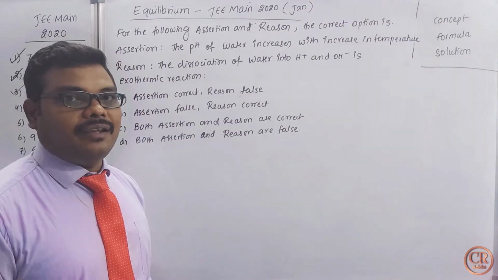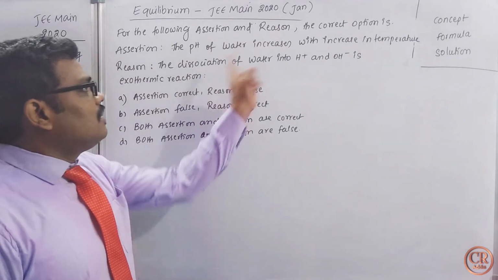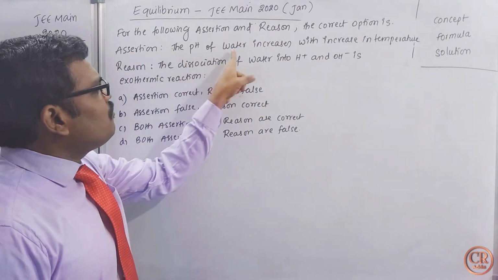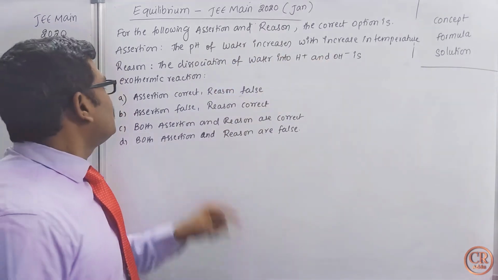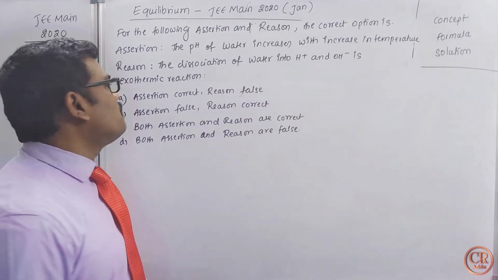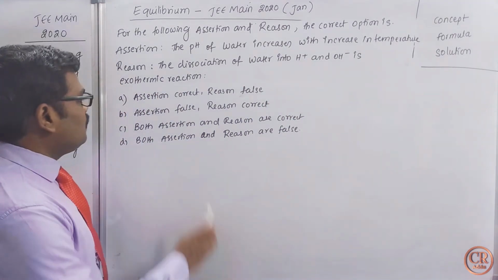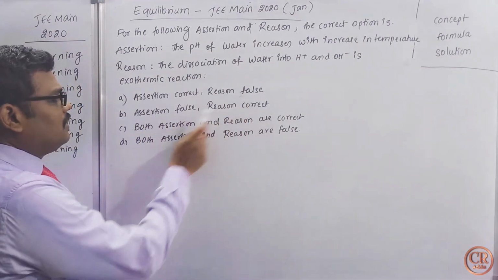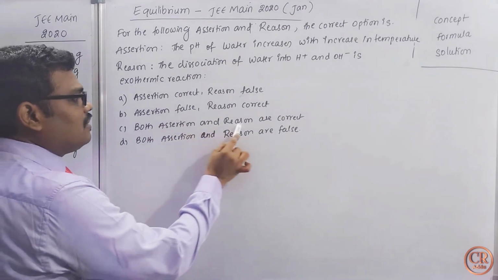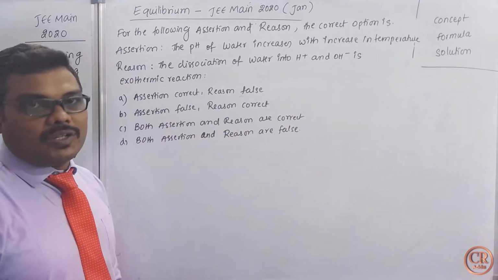For the following assertion and reason, the correct option is: Assertion: the pH of water increases with increasing temperature. Reason: the dissociation of water into H plus and OH minus ions is an exothermic reaction. Now the options. First option: assertion correct, reason false. Second: assertion false, reason correct. Third option: both assertion and reason are correct. Fourth option: both assertion and reason are false.